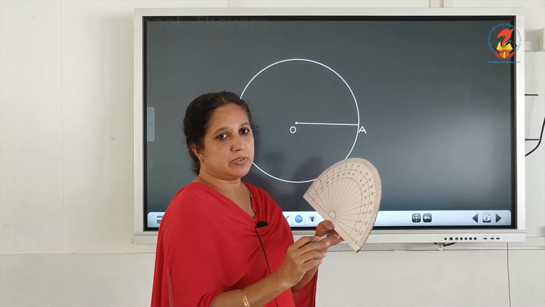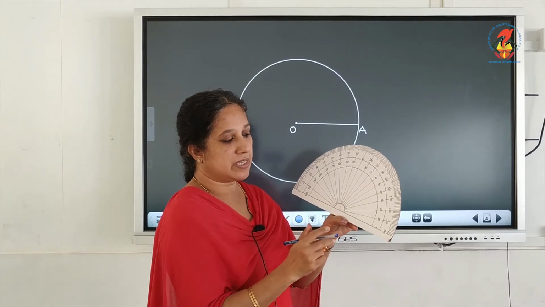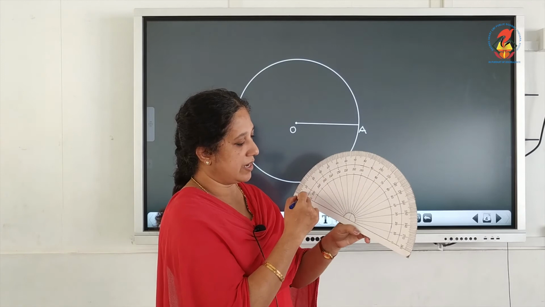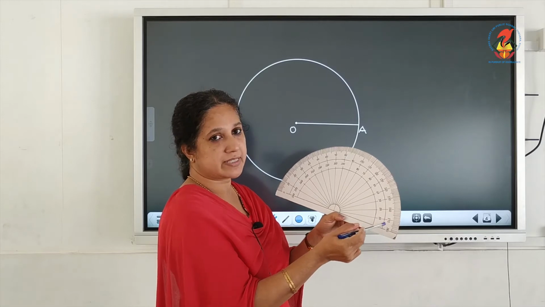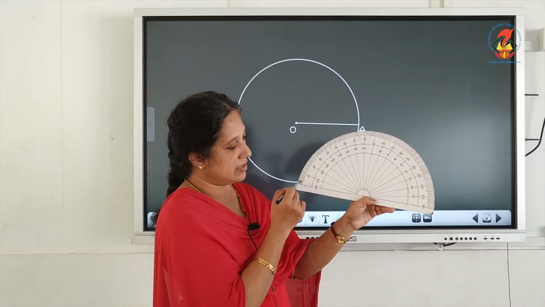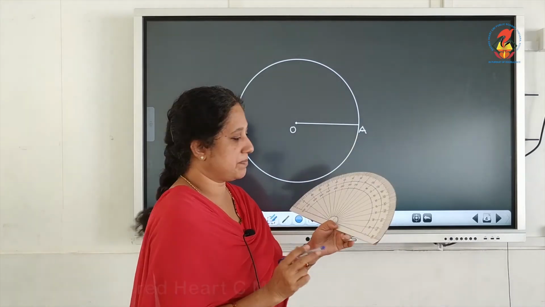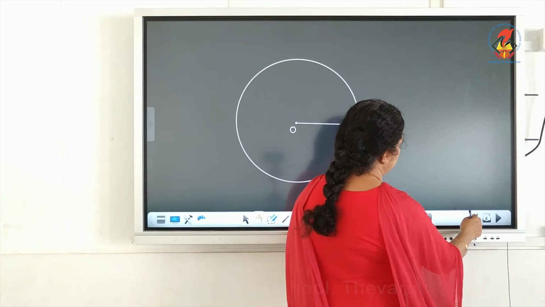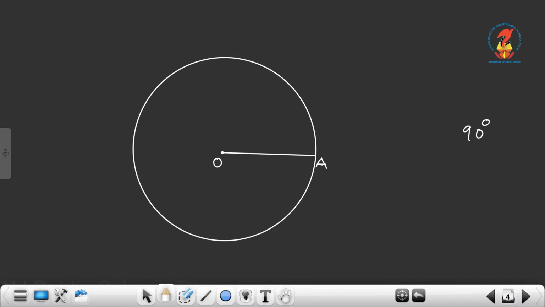In order to mark the angles, we have to take our protractor. In the protractor you can see two scales, an inner scale and an outer scale. If you are selecting the inner scale, you have to move in an anti-clockwise direction. If you are selecting the outer scale, you have to move in the clockwise direction. All of you know how to use the protractor. The angles are 90 degrees, 120 degrees, 75 degrees and 75 degrees.